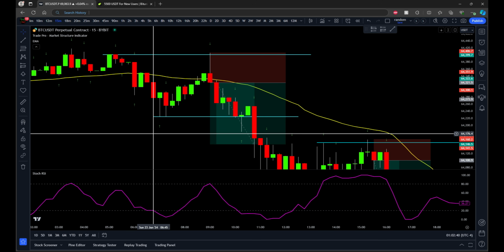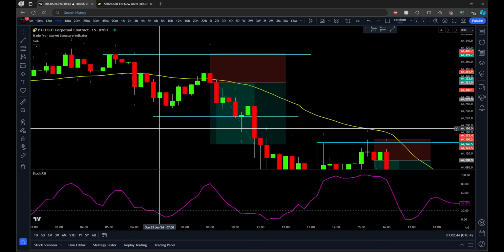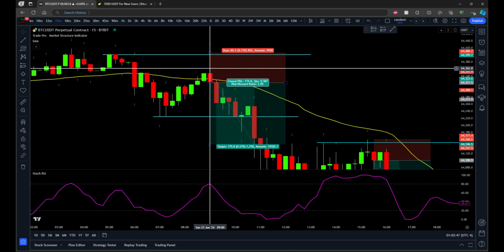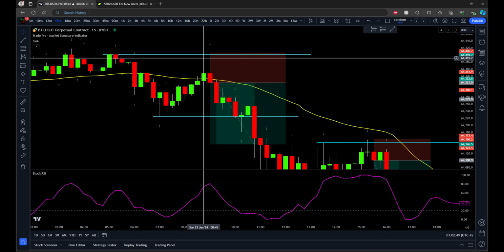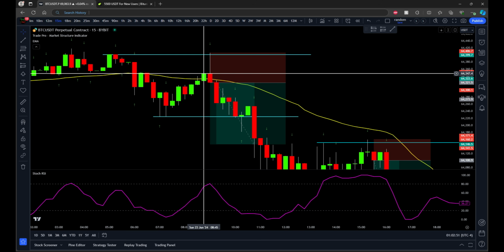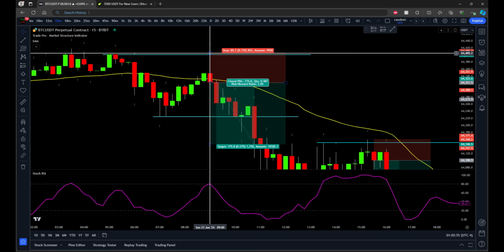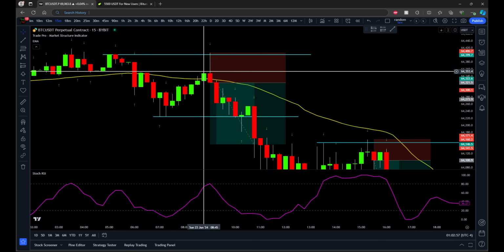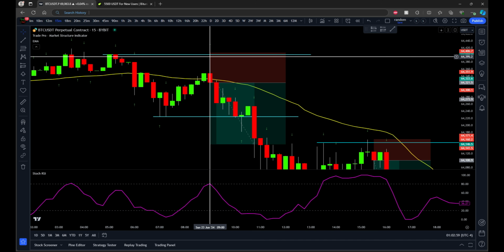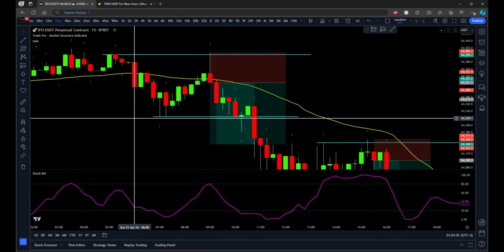With a swing failure pattern. Actually, what is a swing failure pattern? Well, a swing failure is where we wick up to take out a level. So it could be the previous candle, could be a previous level that's untouched over here, but then we close back down below and we create a wick that wicks that level, and we reclaim, come back down.